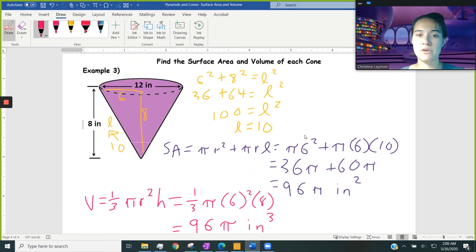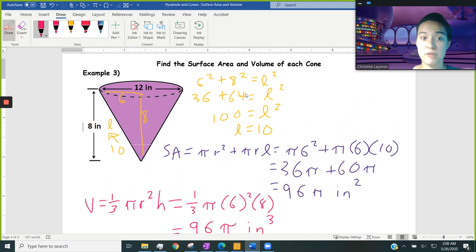So as a quick overview, in this question we had to use the Pythagorean theorem, knowing that the diameter, half of that will be my radius here. They gave me the up and down height. I had to find the slant height so I could actually find the surface area. After that, plug it straight in and you have your values.